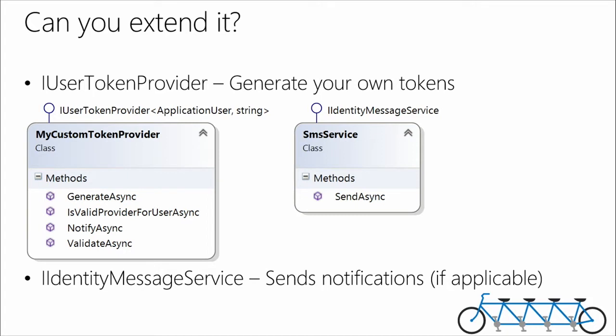You can use your own IUserTokenProvider. There's just a few methods you need on there, four methods we can see there. And then you need some sort of custom notification service if you want that. That's just IIdentityMessageService with a single method, SendAsync, and that just sends out the message for you. Very easy to extend.